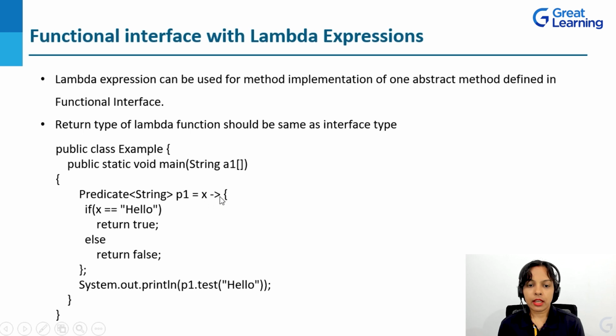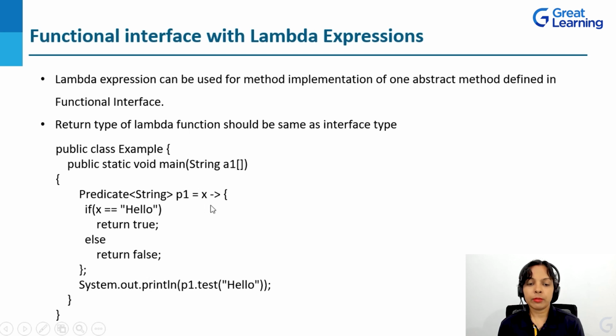X arrow. So X is a parameter to this Lambda expression, having an arrow symbol after that, and then in the curly brackets, ending with a semicolon, is the body of the Lambda expression. Inside the body, there is code written to check if this X value is the same as the string hello, then it should return true, else return false. So you can see the return. This is the Lambda expression, starting from X till the last.